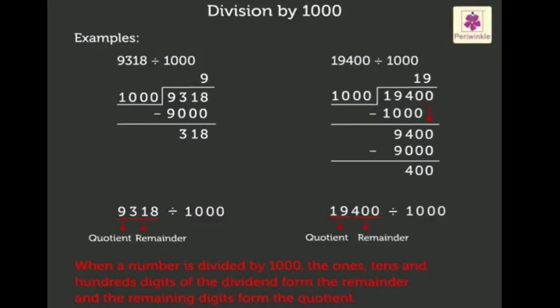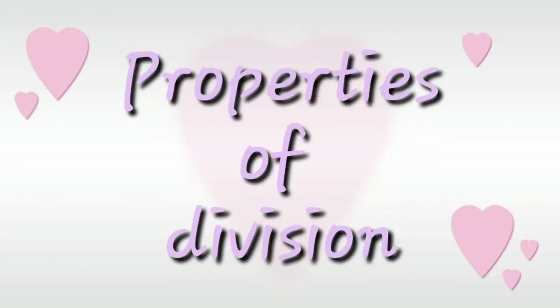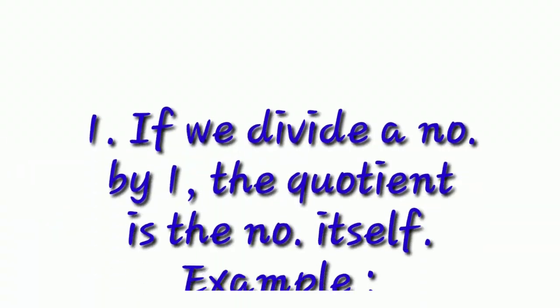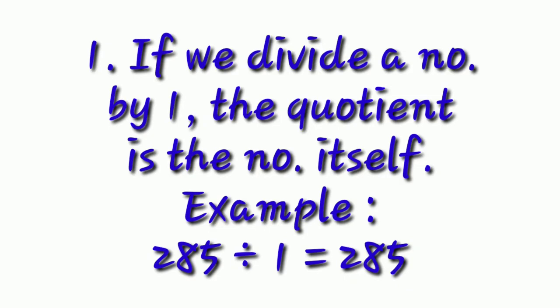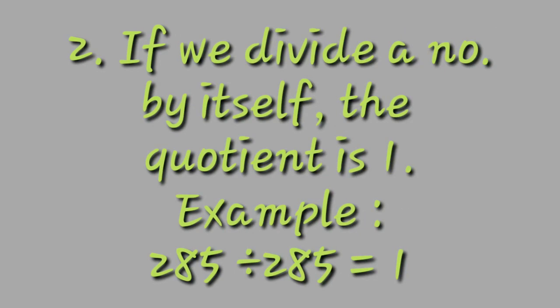So I think the concept of division by 0 is clear to you. Let us move on to our next topic, that is the properties of division. The first property states that if we divide a number by 1, the quotient is the number itself. Like 285, when it's divided by 1, the answer will be 285. Similarly, the second property states that if we divide a number by itself, the quotient is always 1. That is, if we divide 285 by 285, the answer comes out to be 1.